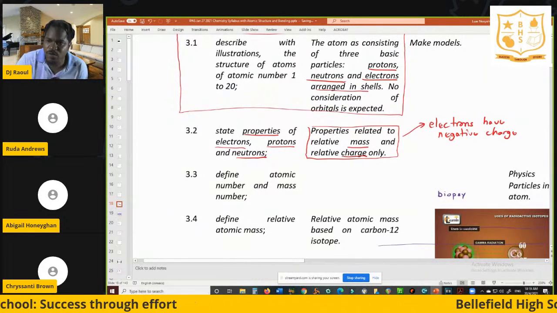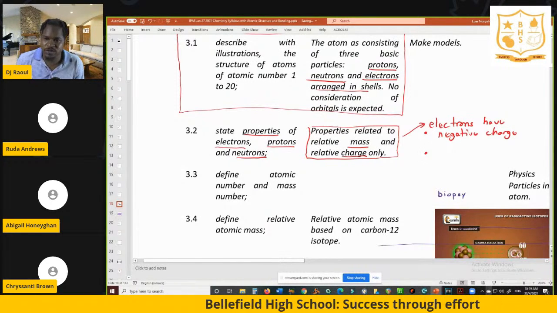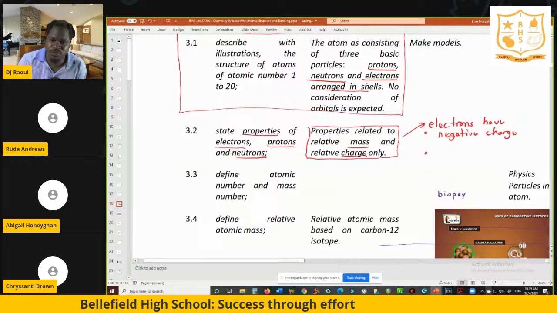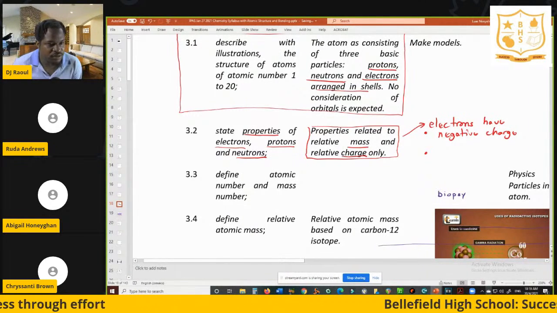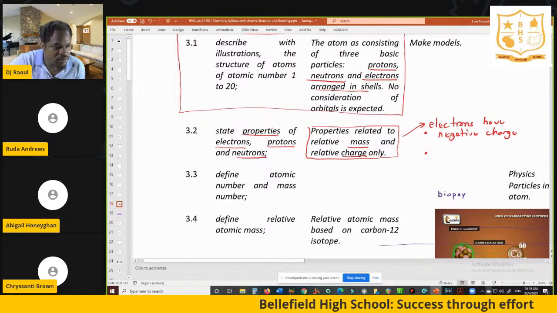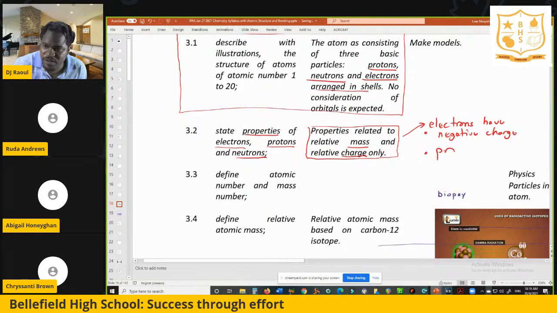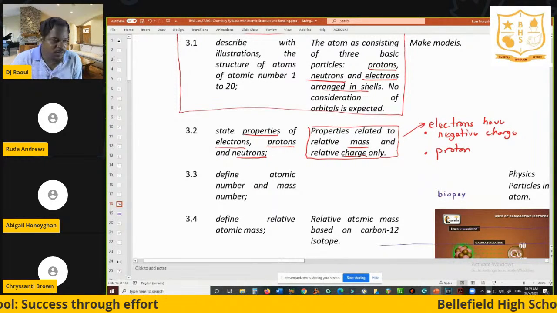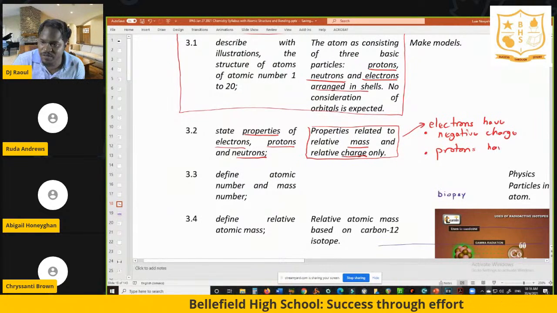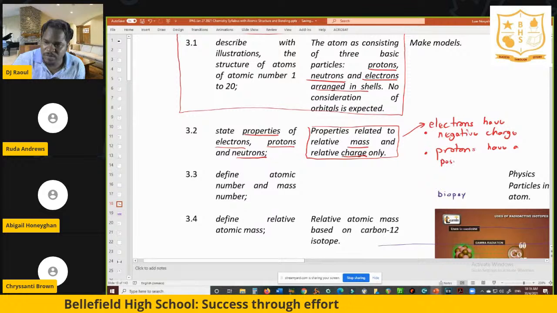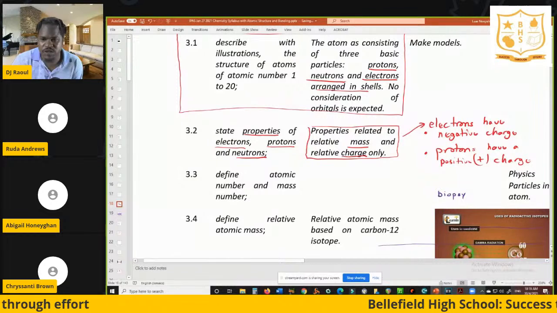All right. What else do we know about the electron now? Let's talk about the proton, because they say properties of protons too. What type of charge does the proton have? Positive. Very good. Protons have positive charge. So once you know this, you're pretty much halfway there. Protons have positive charge, and we use a plus sign for that. All right, so that's important.